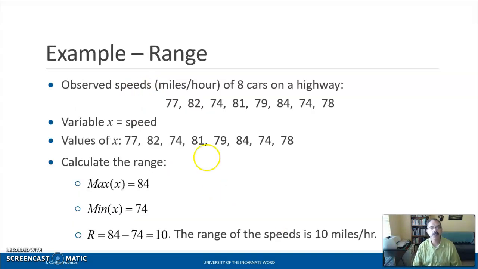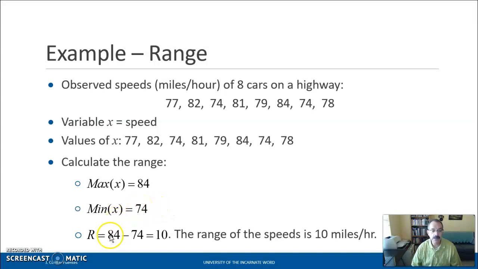Here's a simple example, and this is the one we've been using, of 8 cars traveling on a highway, and we measure their speeds. So the variable is the speed in miles per hour. The values of the variable are here, the same that we listed up here. And to calculate the range, we find the largest value, and you scan the data, and you see the largest value is 84. Then you look through the data, find the smallest value, and you see that it is 74.